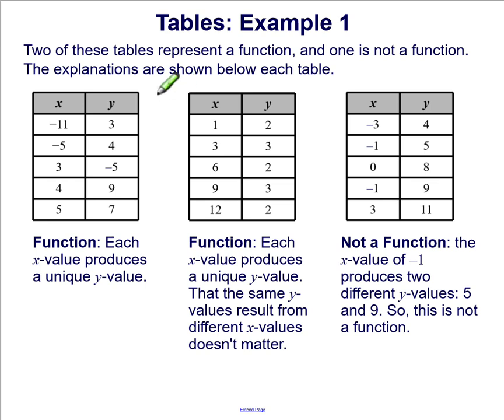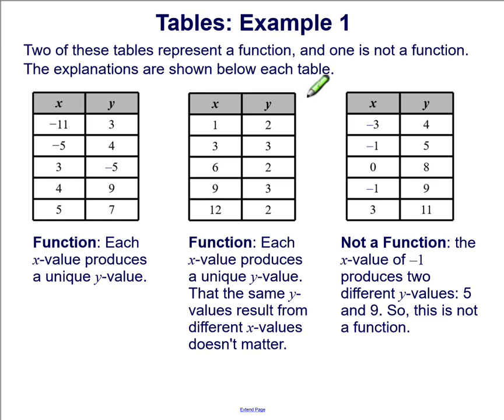So in our first table here, we do have a function, because each x value produces a unique y value. So when you look here, you'll notice that negative 11 has one answer, 3. Negative 5 has one answer, 4. 3 has one answer, negative 5. 4 has one answer, 9. 5 has one answer, 7. So all of these inputs have one unique output.